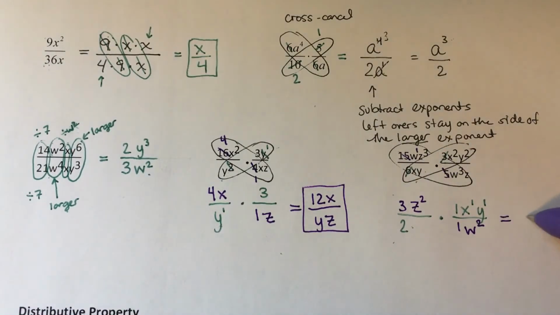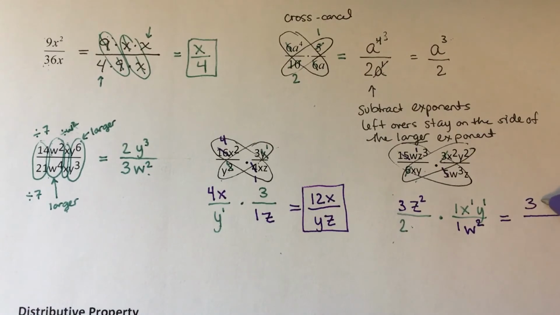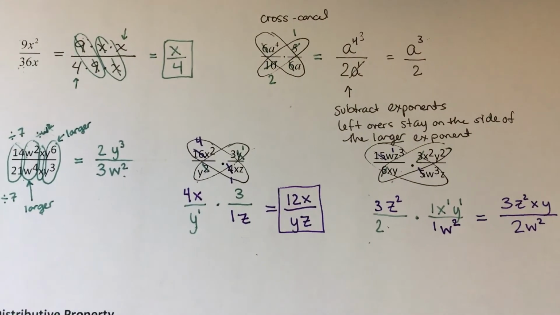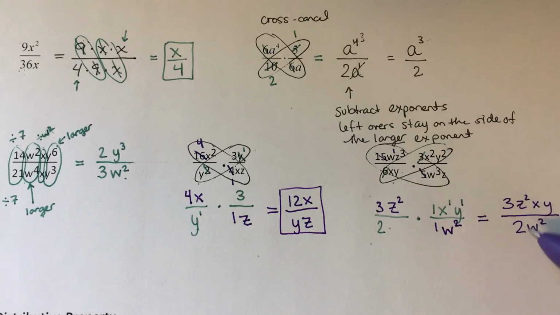So now we put this all together: 3z squared times x times y over 2w squared. At the end, you should also do a double check to make sure there's no numbers or other common factors. None of the variables match up, so this is considered simplified.